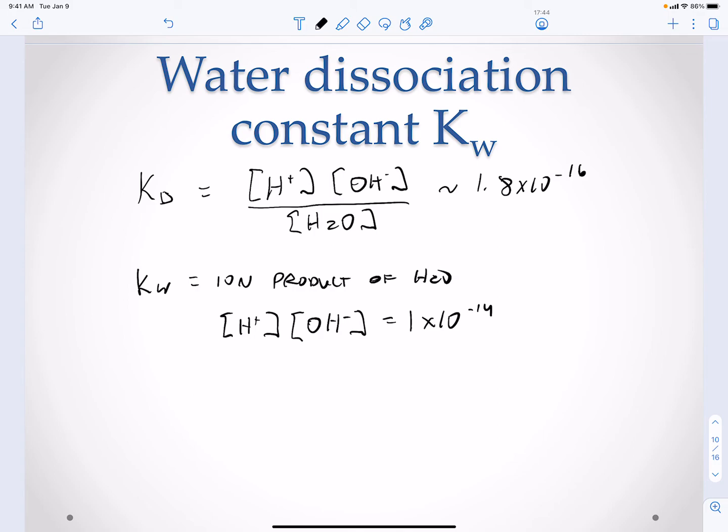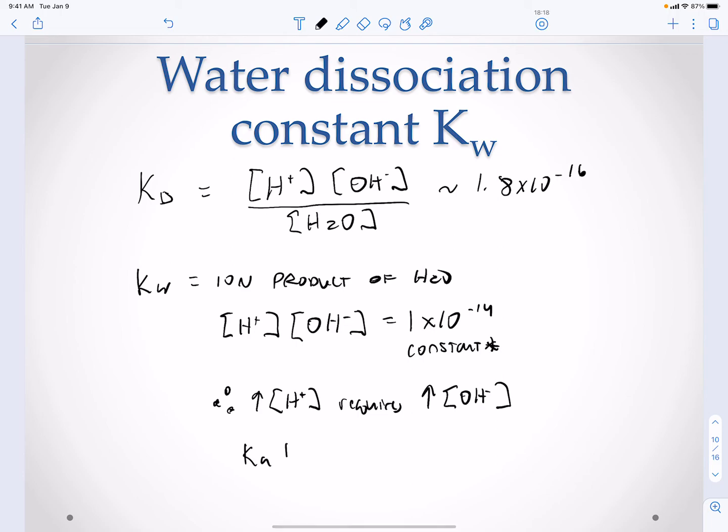And so one thing to keep in mind, this is going to be a constant. And so what it means to be a constant is, therefore, here's my therefore symbol, when you increase your hydrogen ion concentration, it requires an increase of your hydroxide ion concentration. So for every conjugate acid-base pair, you're going to have some sort of constant associated with water. So Ka times Kb equals Kw equals 1 times 10 to the negative 14.